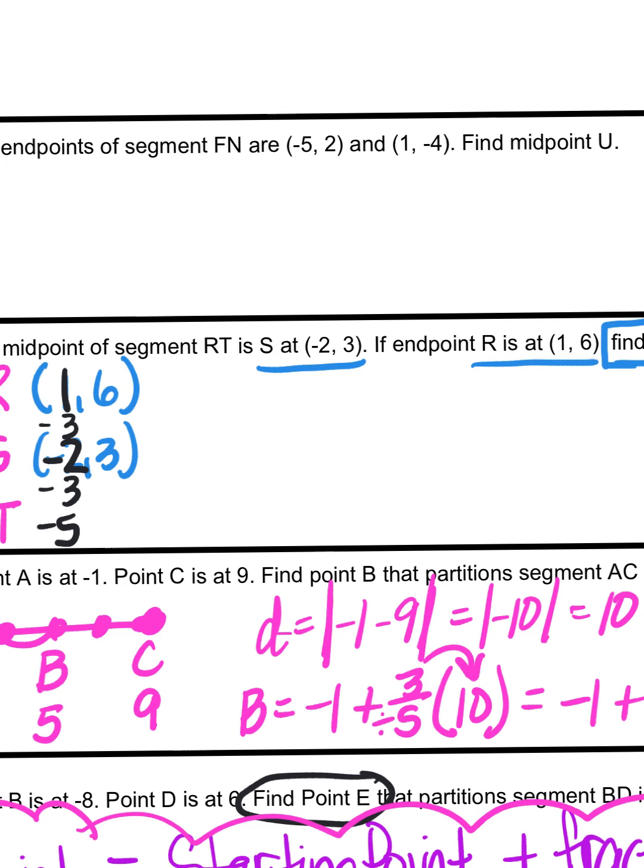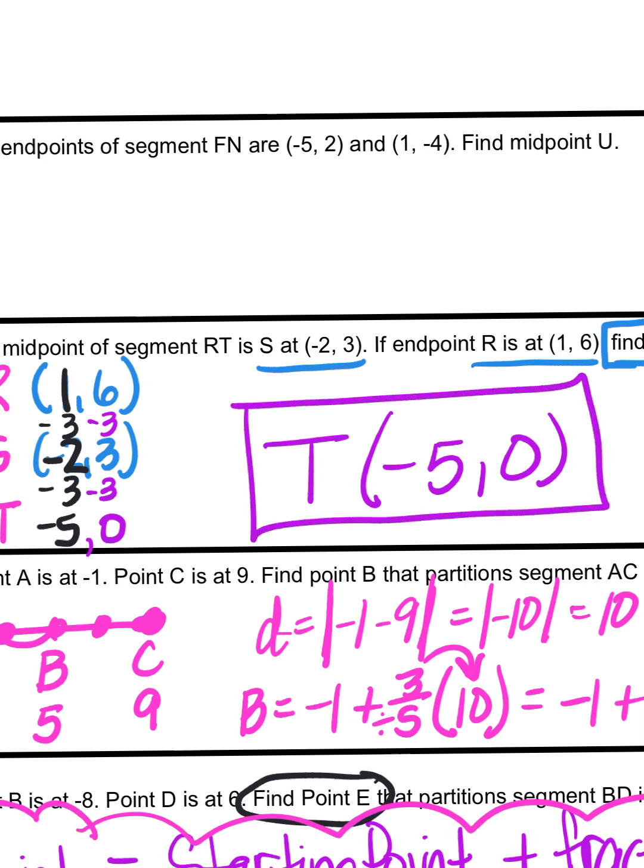Then you do the same thing on the y value. 6 to 3, I have to go down 3, so I'm going to go down 3 more, and that puts me at 0. So that means point T is located at (-5, 0). So that is my other end. But you have to make sure that you're paying attention to the segment and what's the midpoint, because you want to make sure that you get that midpoint in the middle of those two ends.